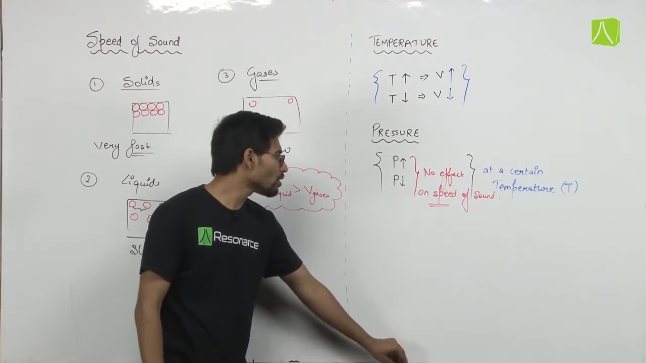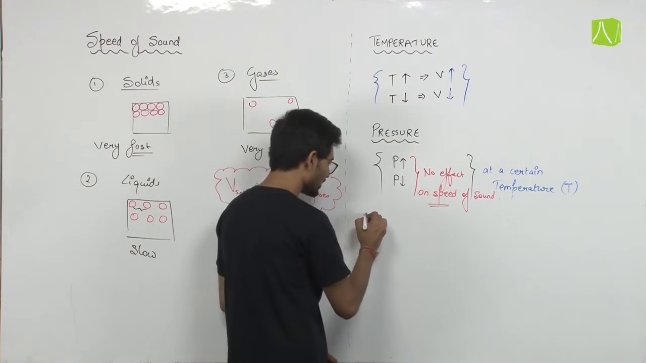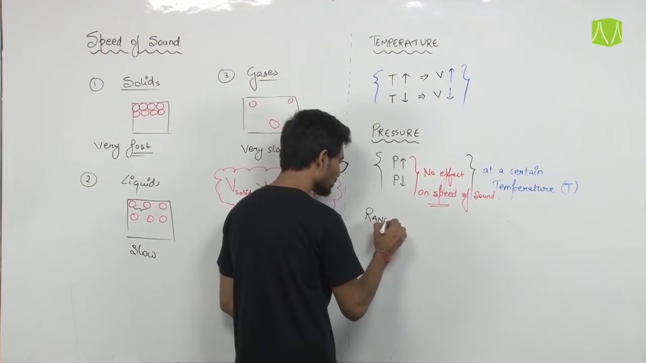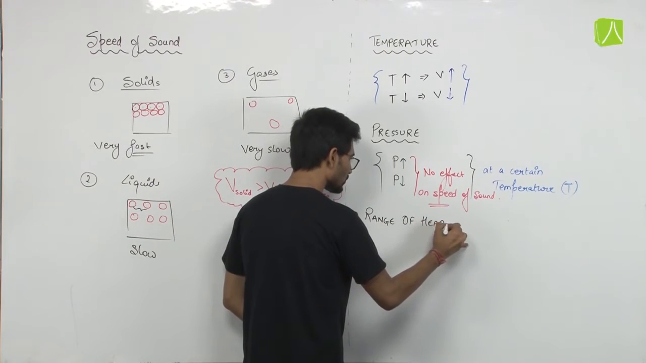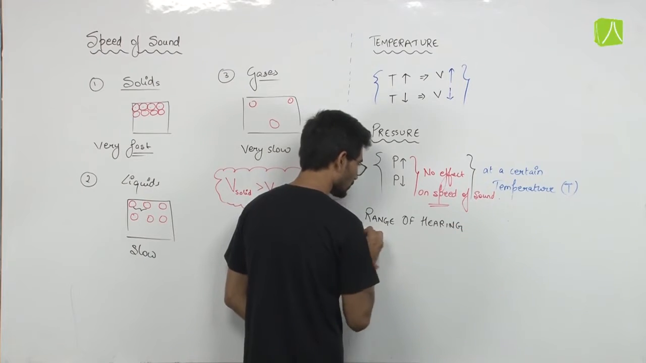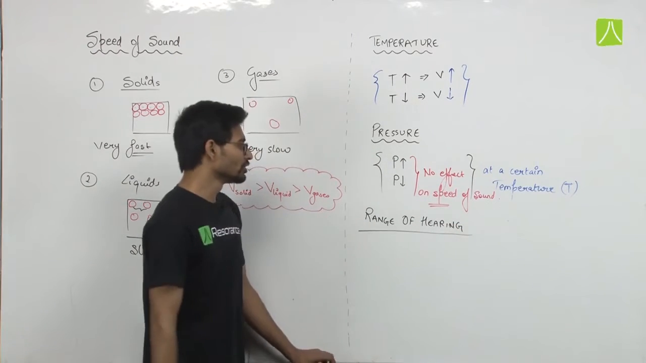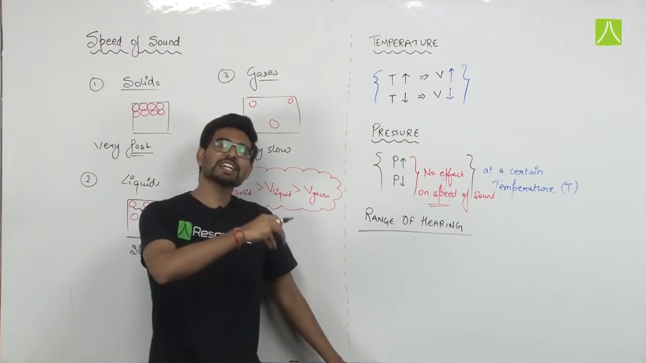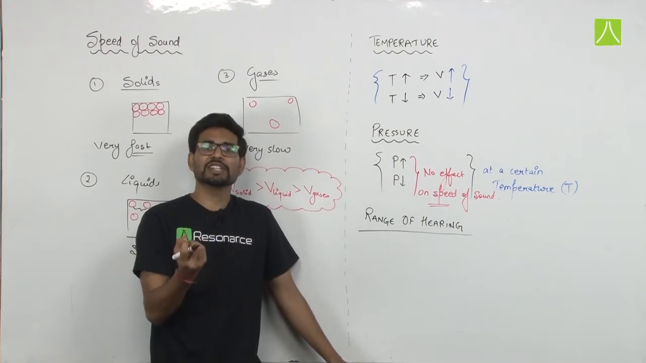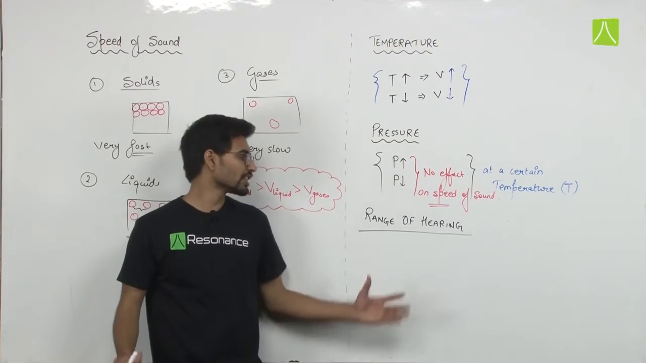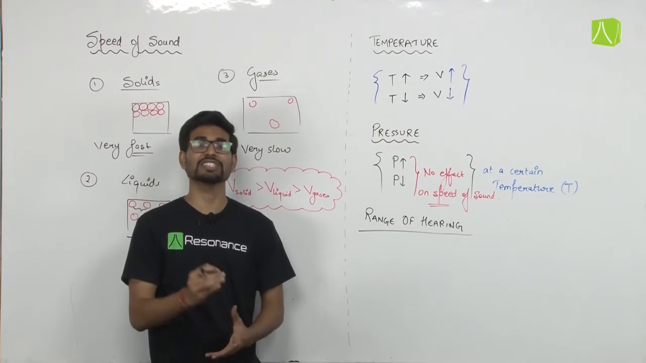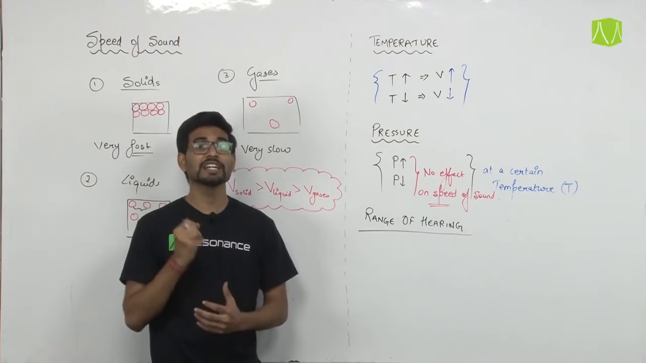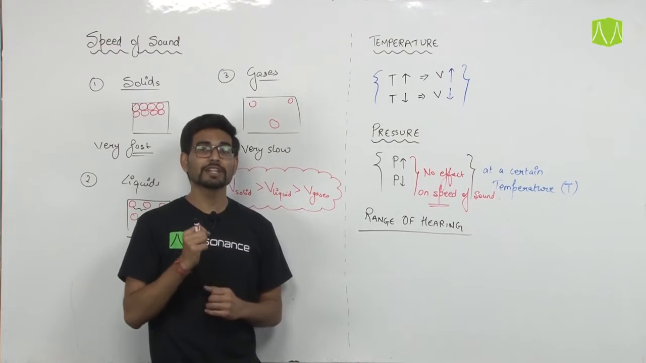Now I am going to talk about the range of hearing. See, it is again a concept which depends on the sensitivity of the ear. For different persons, the range of hearing can vary from person to person, because it depends on the sensitivity of the ear, that is, the sensitivity of hearing.